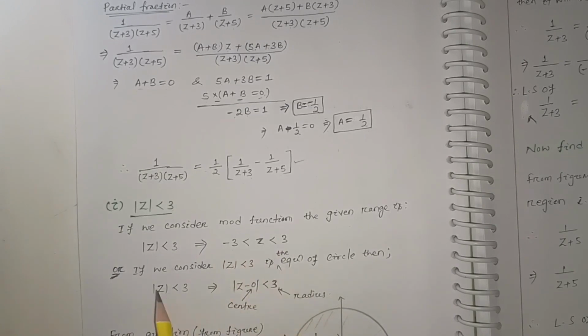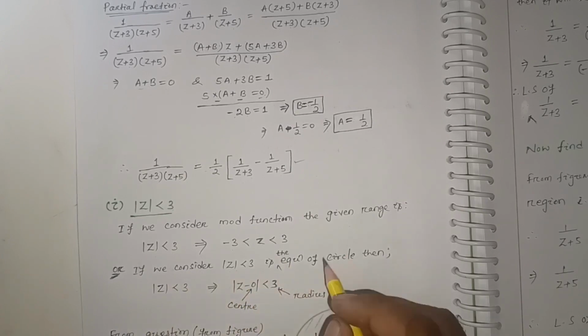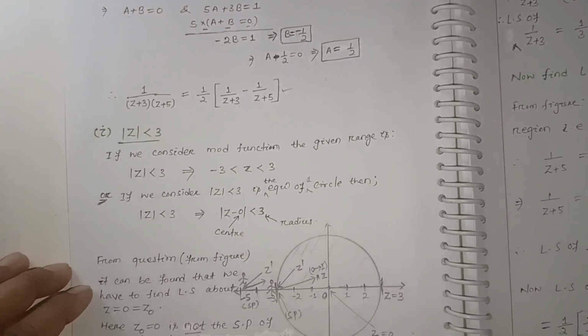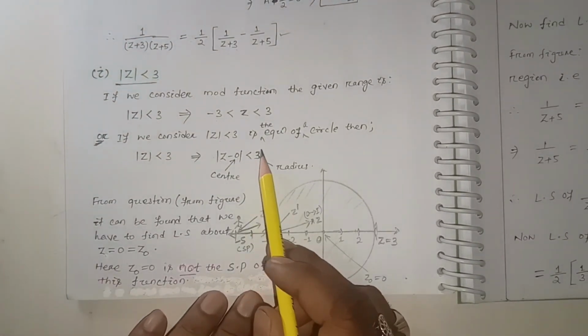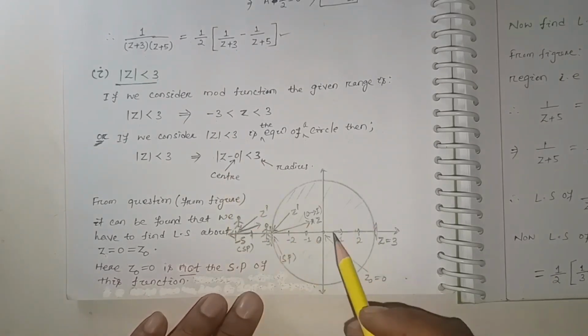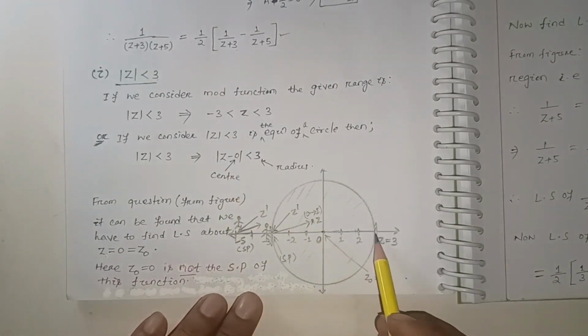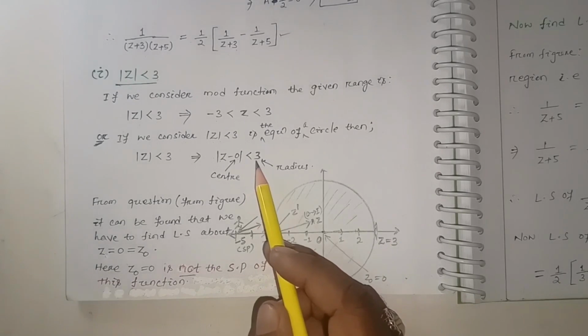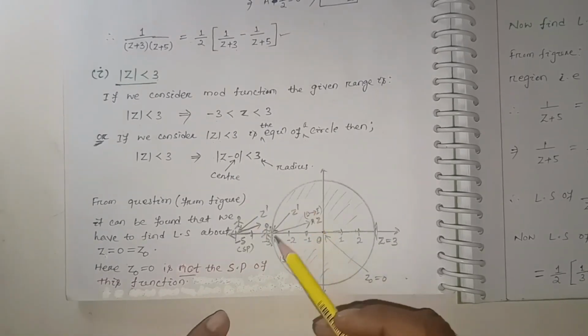Or this range can be found by considering the circle equation. That means if we consider, as I have clearly written, mod z less than 3 as the equation of a circle, then it can be written in this format, mod z minus 0 less than 3. Here 0 is the center and 3 is the radius. So here I drew that circle with radius 3, center 0. This is the complex plane, this is the 0, and the radius is 3. 1 2 3. But as per the question, we have to consider the region just below the 3.